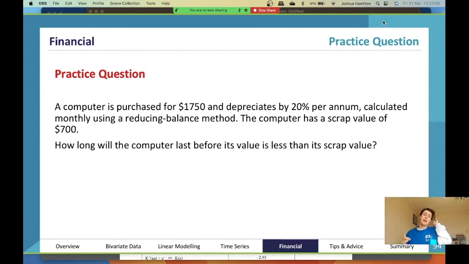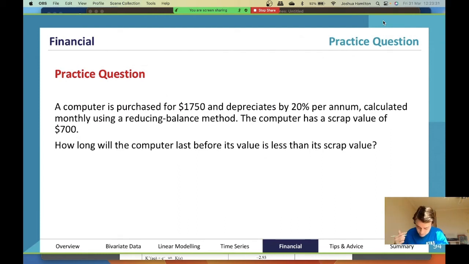So a computer is purchased at $1,750 and depreciates 20% per annum, calculated monthly using reducing balance method. The computer has a scrap value of 700. How long will the computer last before the value is less than the scrap value? So once it reaches the scrap value, it's no longer useful. So the best way to go through this is to use your financial solver.